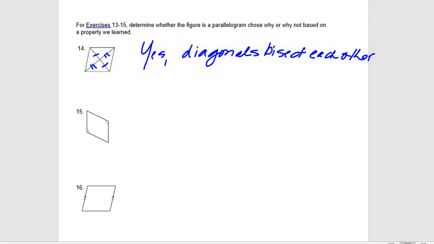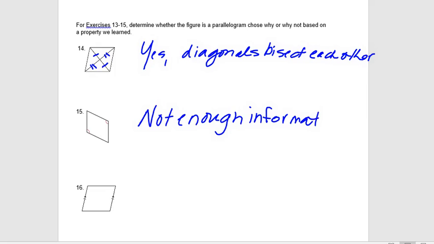Number 15, we only have that one pair of angles is congruent, and that's not enough information. So that's what we're going to write. We would have to have both, either that both pairs of opposite angles are congruent or that one of those angles is supplementary to both of its consecutive angles.